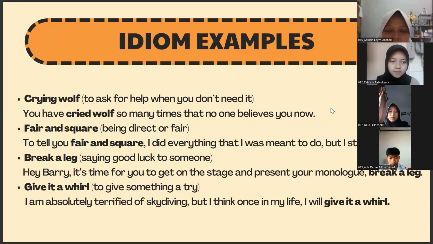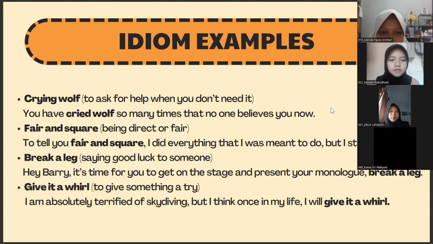And here, examples of idioms are, the first one is crying wolf, to ask for help when you don't need it. The sentence example is, you have cried wolf so many times that no one believes you now. And then, fair and square, being direct or fair. The sentence example is to tell you fair and square. I did everything that I was meant to do, but I still feel unfulfilled.